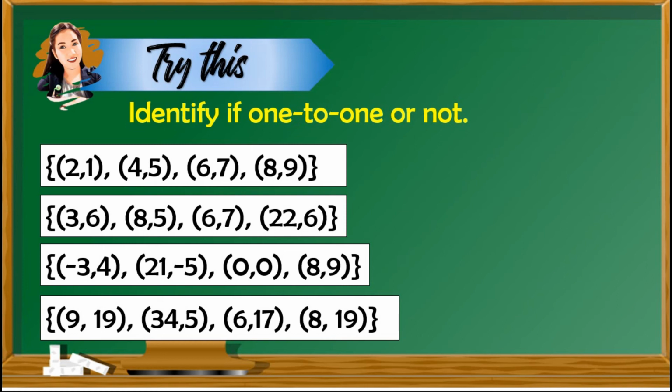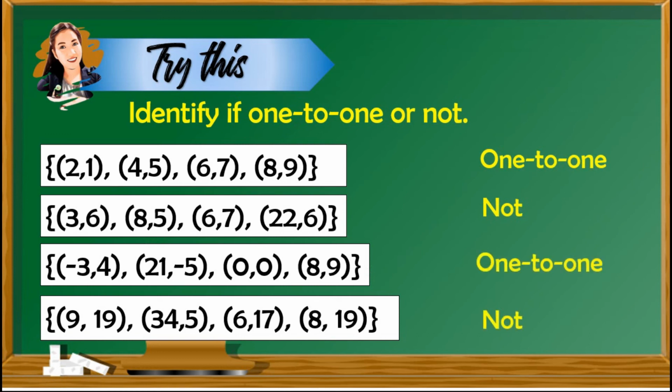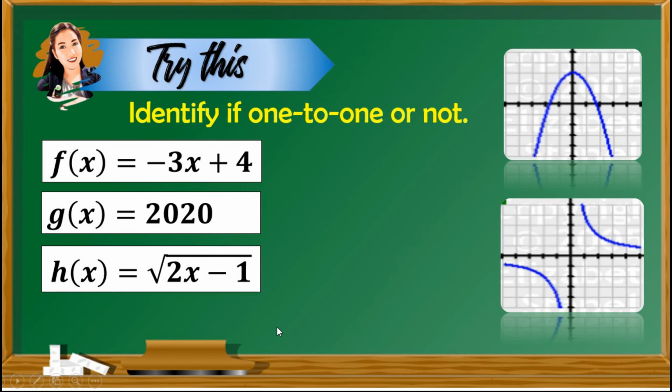Let's check our work. First, it is one-to-one. Second, it is not, because as we can see for 6, it has two x values paired with it. Next, it is one-to-one. And last, it is not, because 19 on y is paired with two values of x, which are 9 and 8. How about this?